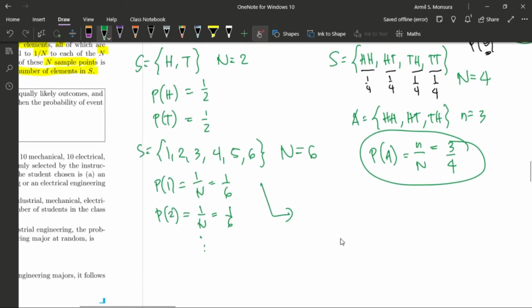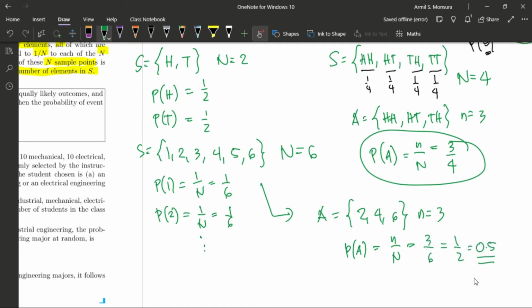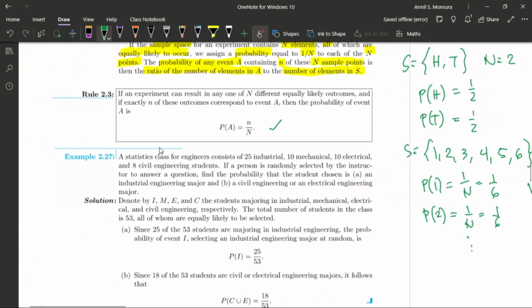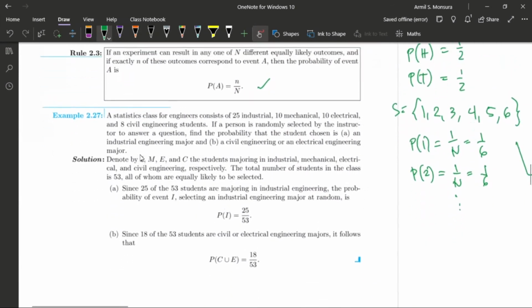Same thing here. If we list A as the event that an even number would occur, that would be 2, 4, and 6. So the number of elements there is 3. Since we are under the scenario of equal probabilities, the probability of event A is simply the ratio of small n to big N, which is 3 over 6, or 1/2, or 0.5. Again, 50-50 for even. Now, let's work on the following example.